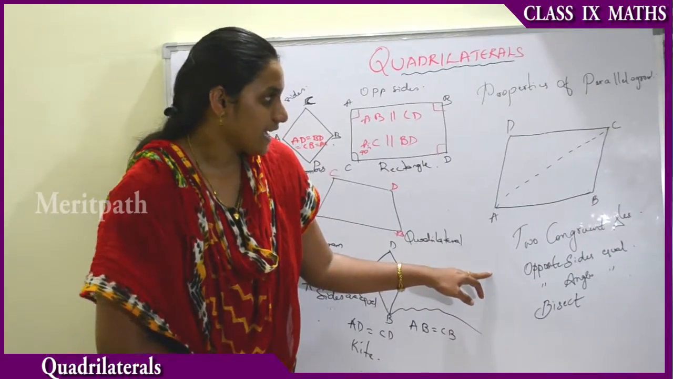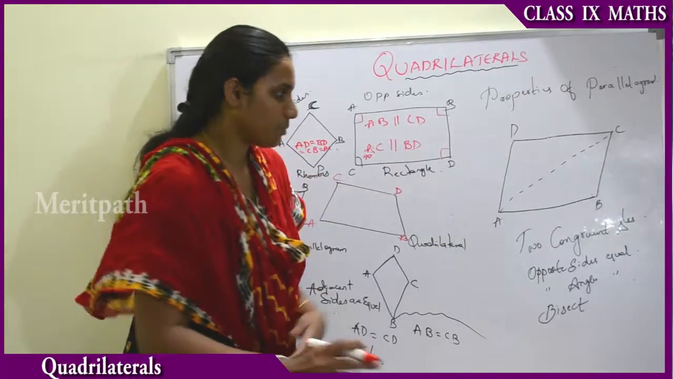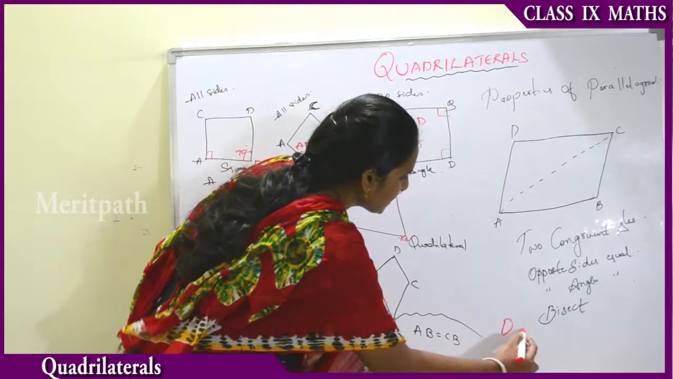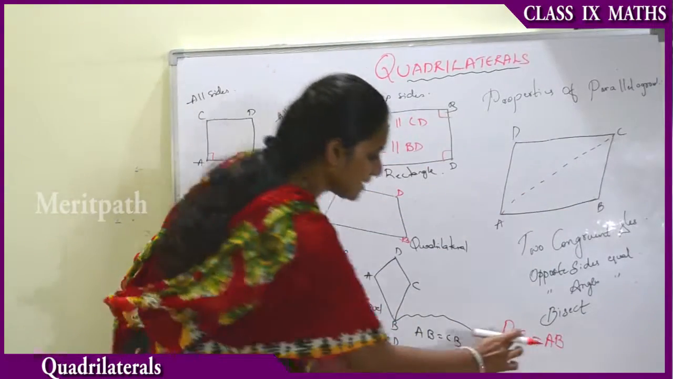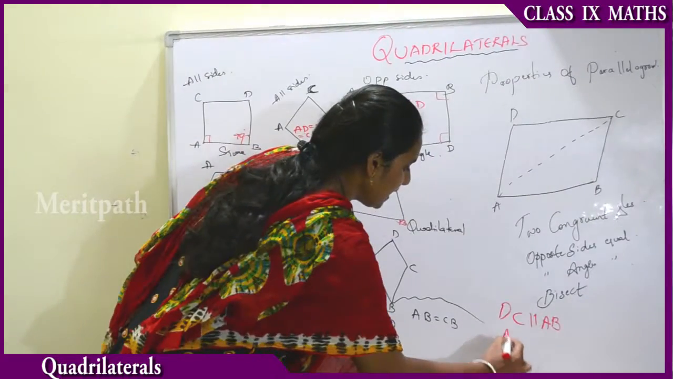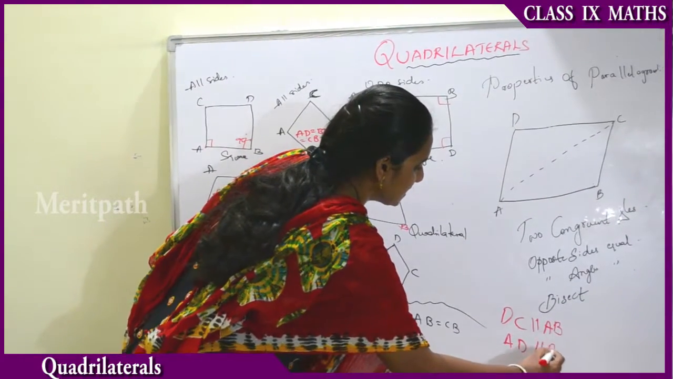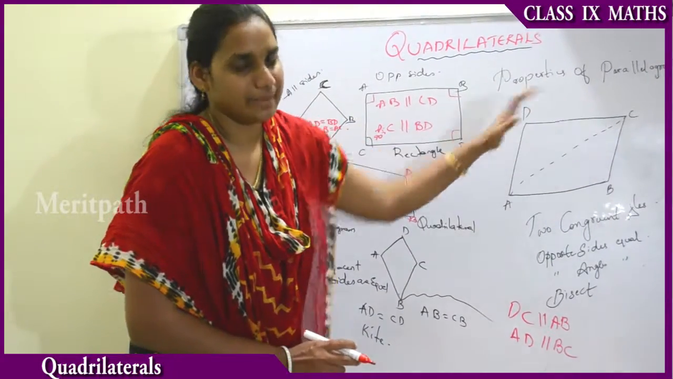And the second property of a parallelogram is that the two opposite sides are equal, as shown previously. That is, DC equals AB. That means these two are parallel to each other. And AD is parallel to BC. Opposite pairs of sides will be parallel.